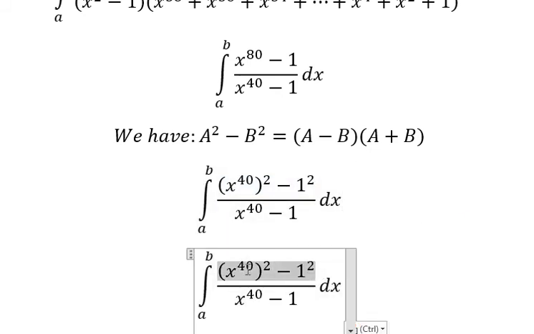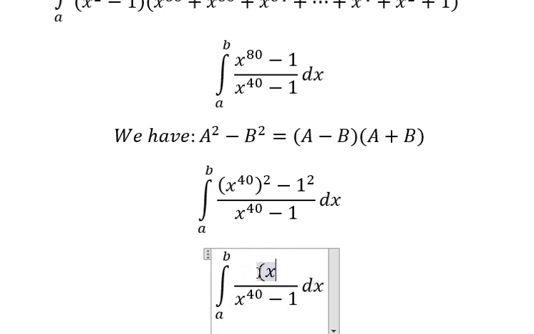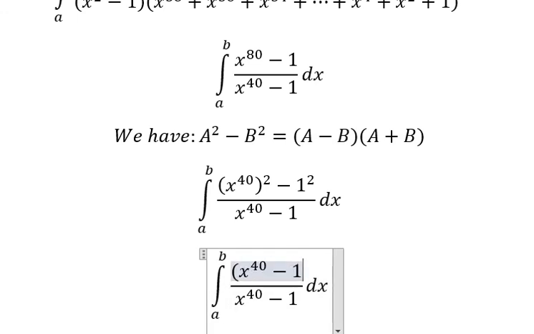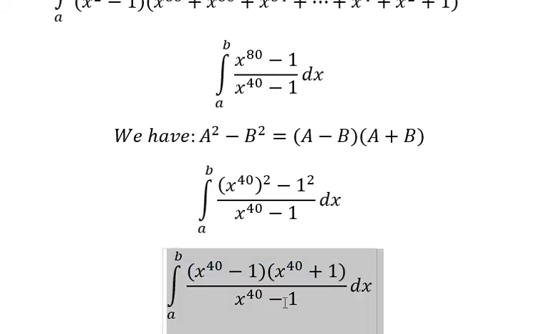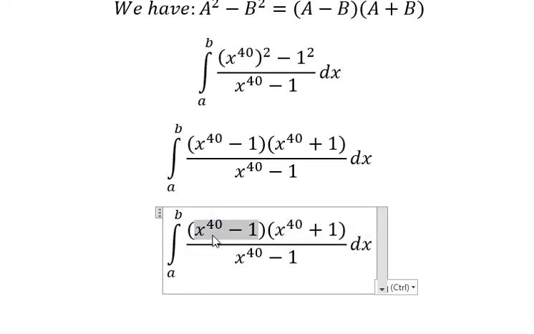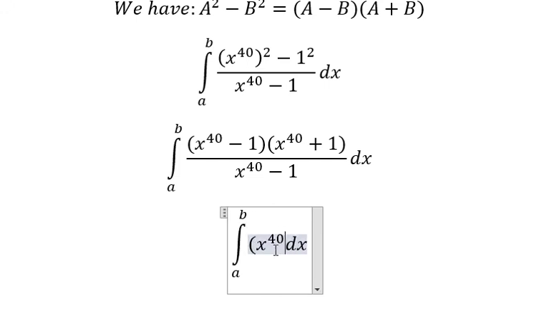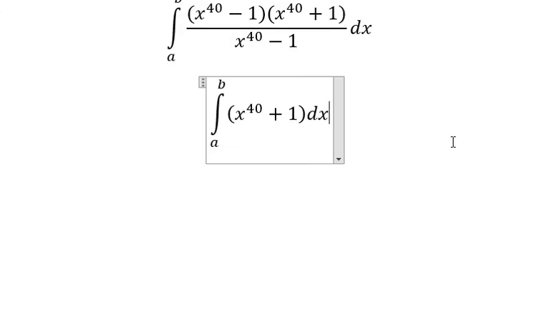Now we need to change this one into this one. Now we need to simplify x to the power of 40 minus 1 on numerator and denominator. And now we have the final answer.